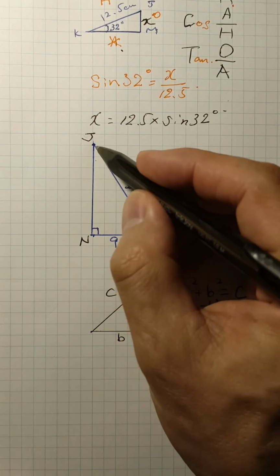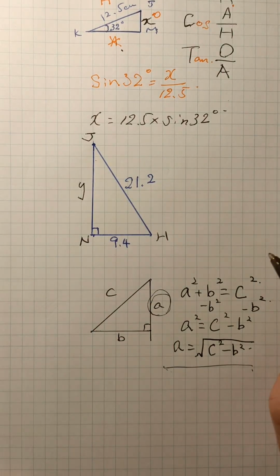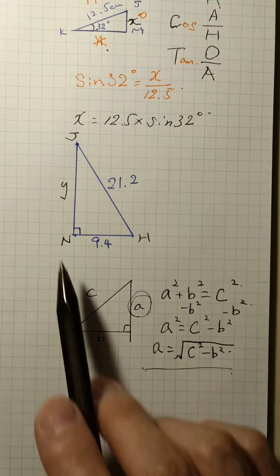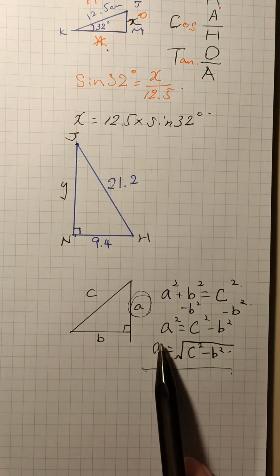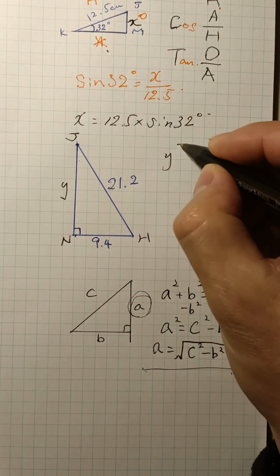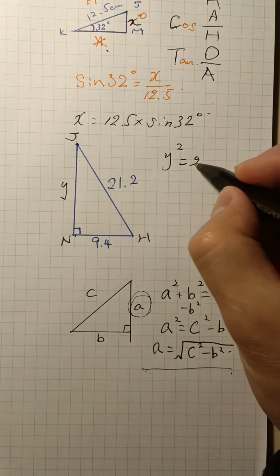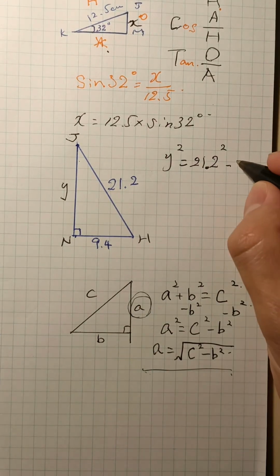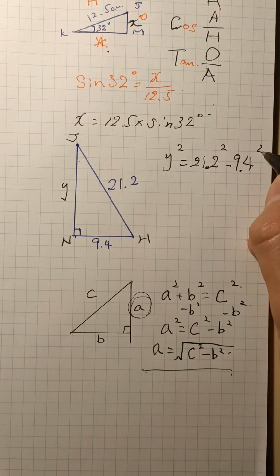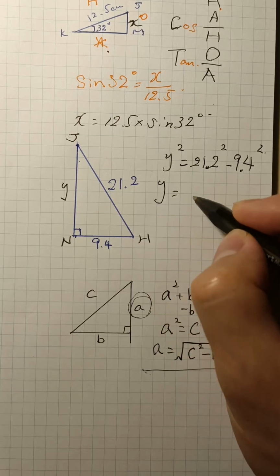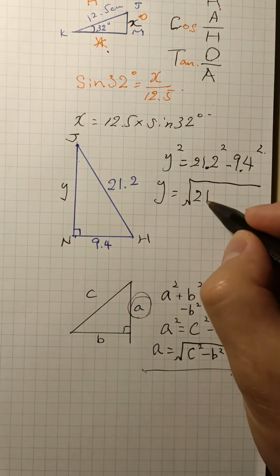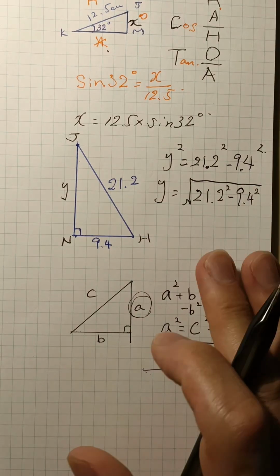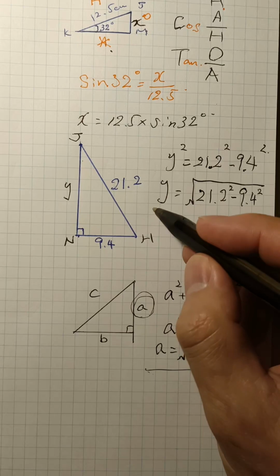Let's label this side as y. If you follow this structure, y squared is the longest side squared take away the shorter side squared. Then if you square root it, you can find the length of y. And then we haven't finished yet. So this is y.